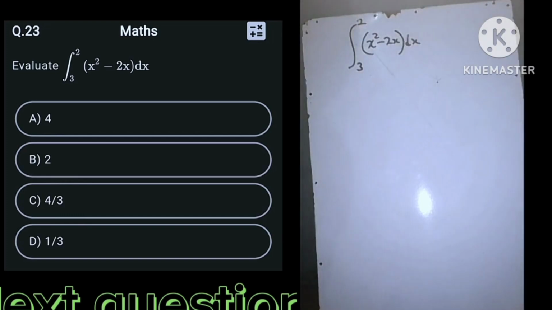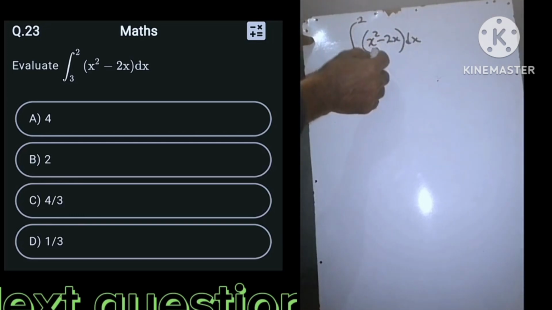Now, this question is coming from integration, which is known as bounded integral. Whatever numbers they give you, it shows it's bounded. So all we are going to do is to integrate both sides. How do we integrate it?